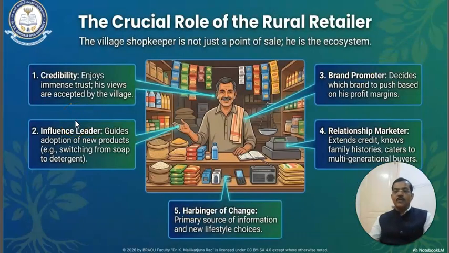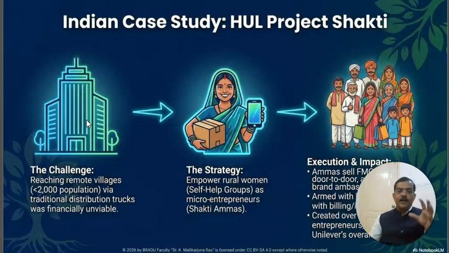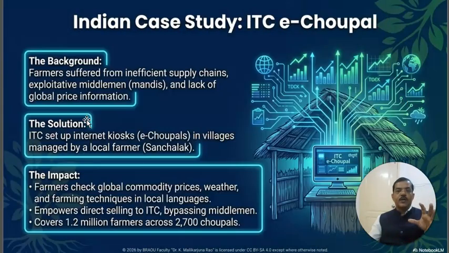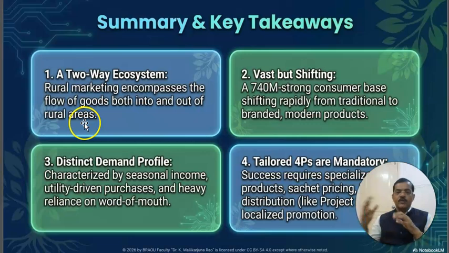And a crucial role in the rural market is credibility, influence, all these, friends. So think of the concept of Hindustan Unilever, all these, friends. So the summary of this key concept is a two-way ecosystem, vast but shifting. And directive, thank you so much.